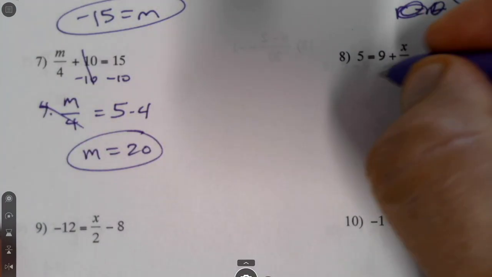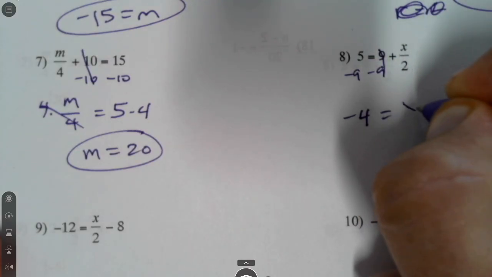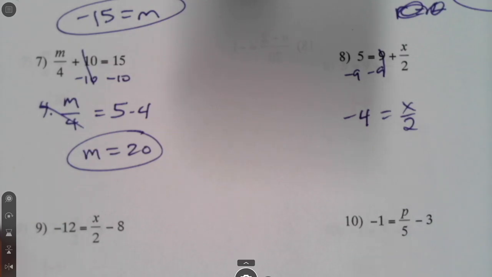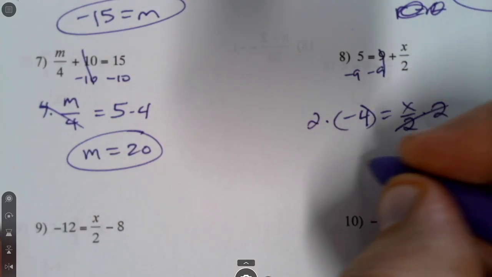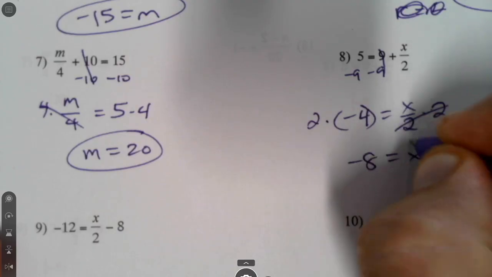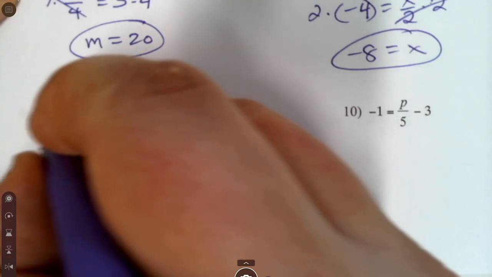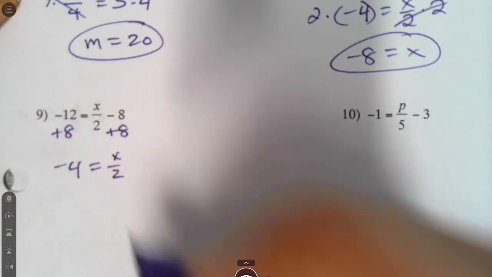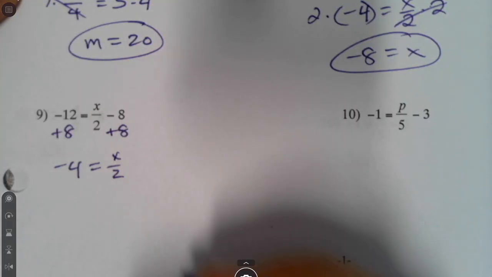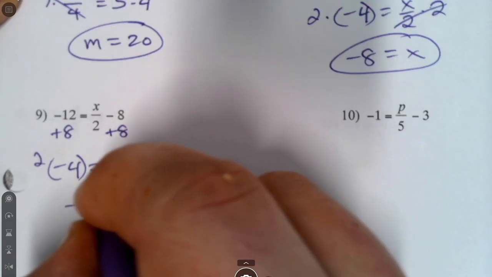We get rid of the constant. Then to get rid of the denominator, we multiply by that denominator. We get rid of the constant: minus 8, so we add 8 to both sides. Then we get rid of the denominator. We do that by multiplying by the denominator.